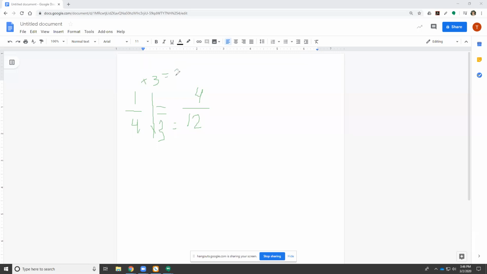Good. So are 3 and 4 equal? No. So that one's a big no. They are not equal fractions. All right, let's try one more.